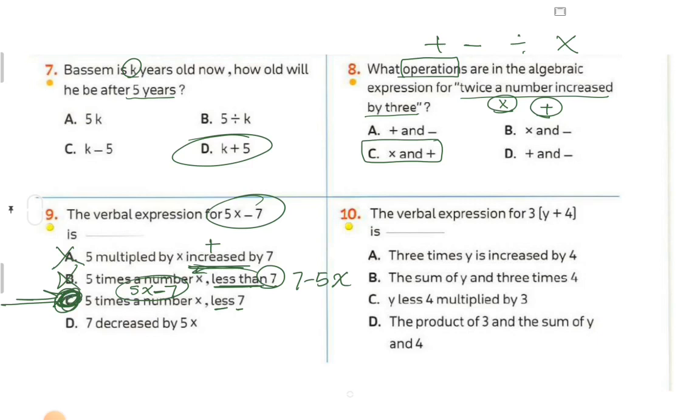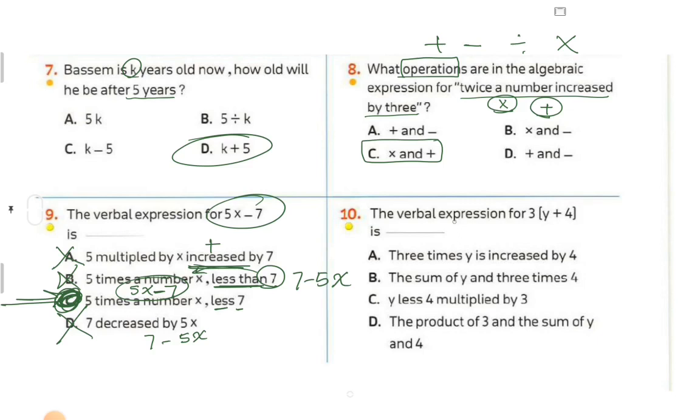Now we know the difference between less than and less. Less than starts with the last number, but less starts with the first number. Of course, 7 decreased by 5x means 7 minus 5x, and this is also a wrong statement.